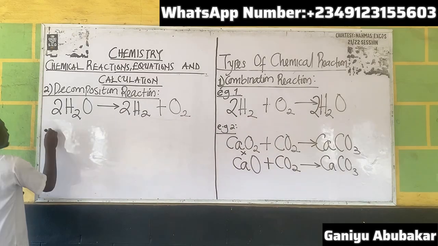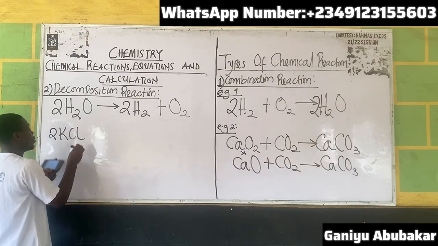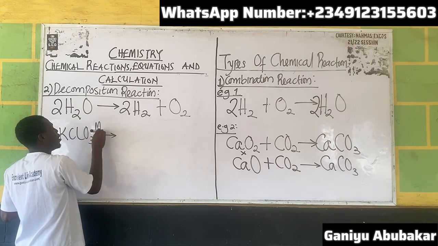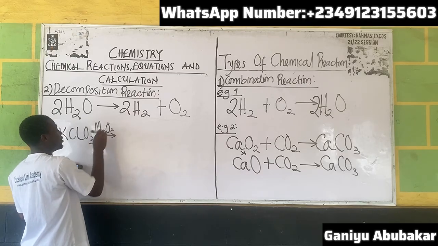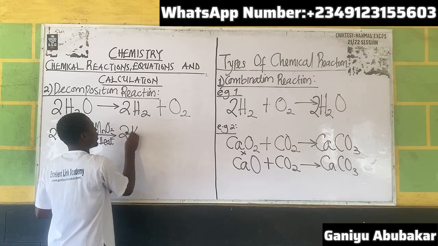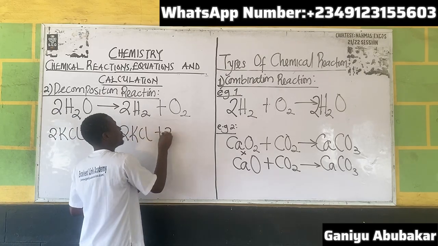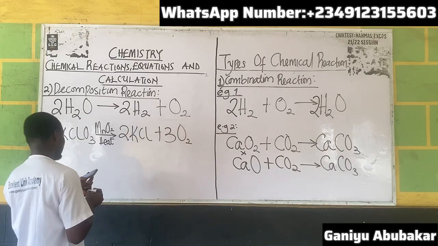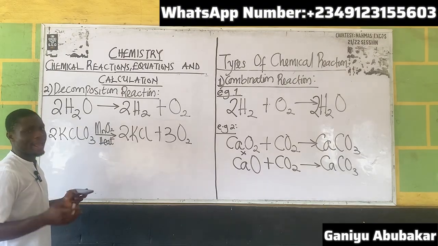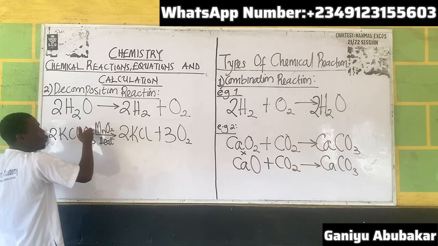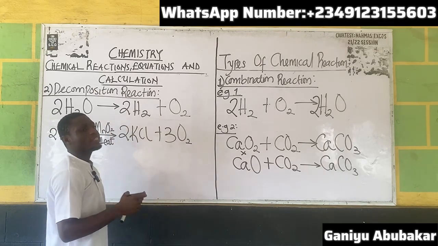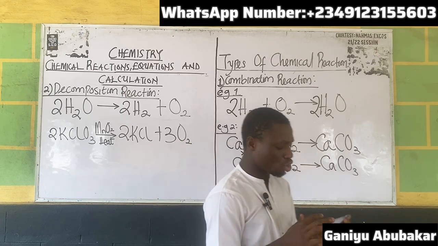Another example: if I have 2KClO3, with MnO2 as the catalyst and heat, this gives you 2KCl plus 3O2. This one here is also an example of a decomposition reaction. Why? I have a bigger compound breaking down into two or more smaller ones. As you can see, this is how to spot a decomposition reaction.